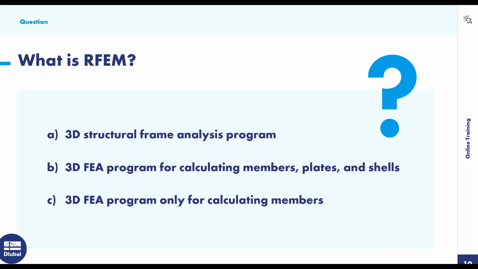A is incorrect because RFEM can do more than just frame analysis. C is also incorrect because RFEM can calculate more than just members. So B is the correct answer: 3D FEA program for calculating members, plates, and shells. So things like surfaces and solids can also be calculated with RFEM, and it's an FEA, finite element analysis program. So great, looks like most of you got that correct. So now we can move on to our example.